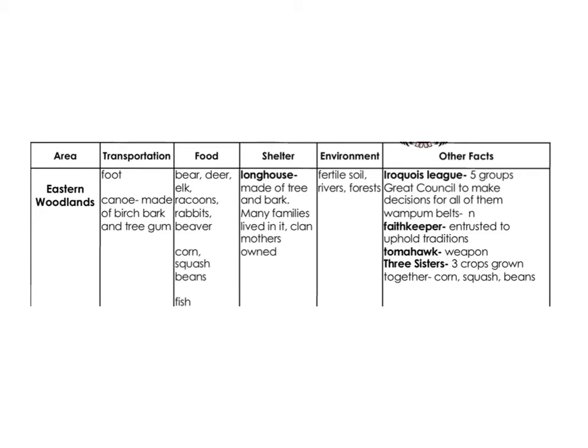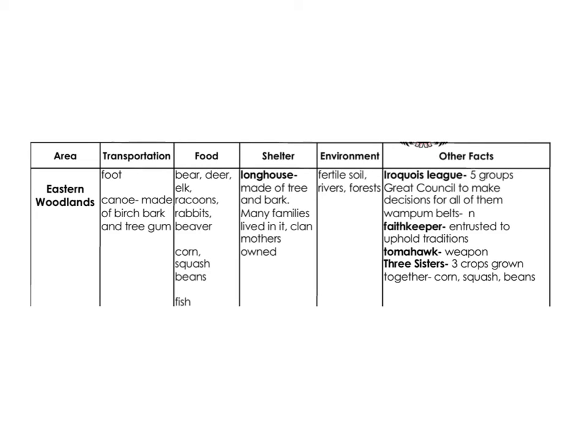Okay, now go in your notebook and find the notes that have the different areas: area, transportation, food. It looks similar to this. What you're going to do is find the eastern woodlands, and under transportation you're going to put by foot, canoe made of birch bark and tree gum. Remember, we learned that. The food: bear, deer, elk, raccoons, rabbits, beaver, corn, squash, beans, fish.